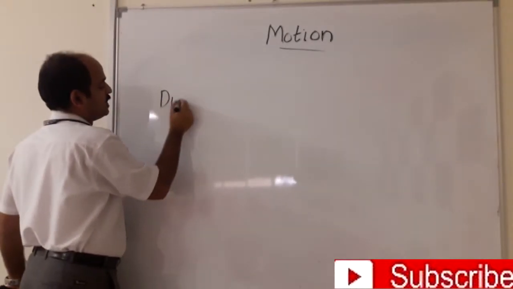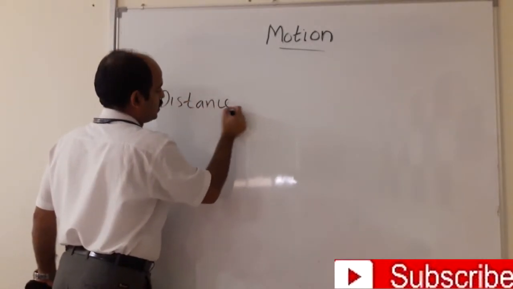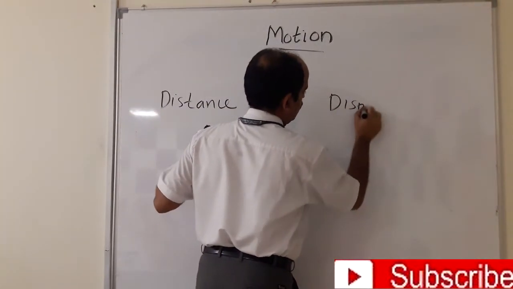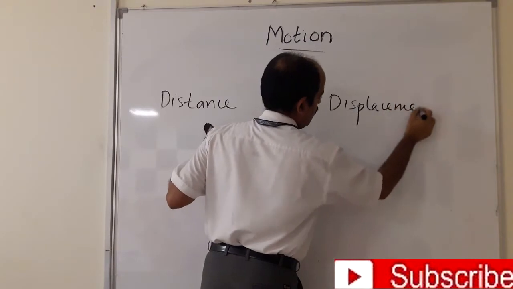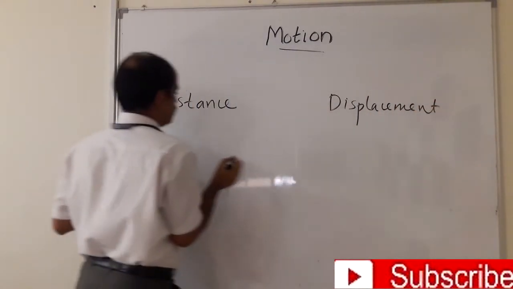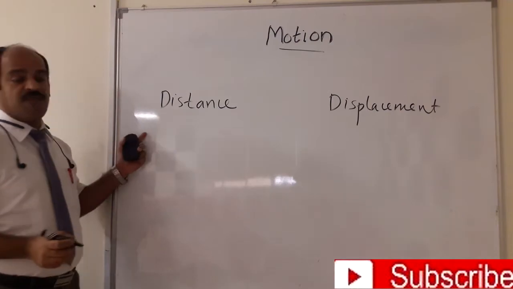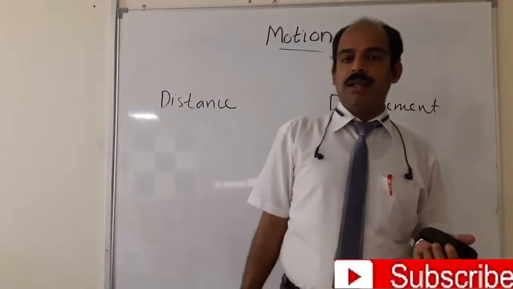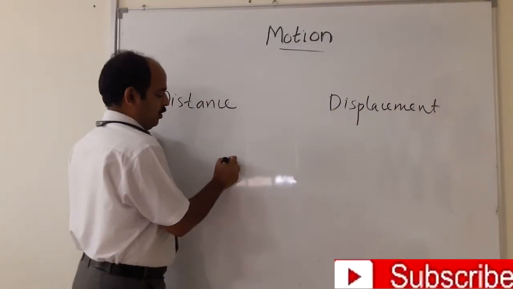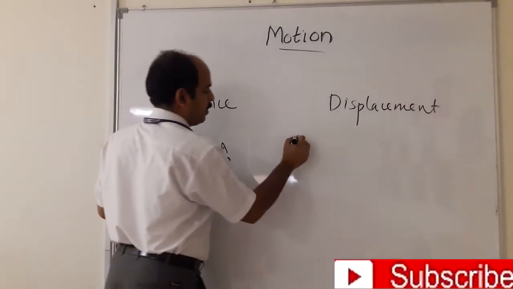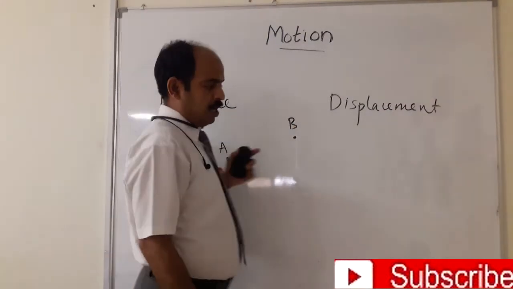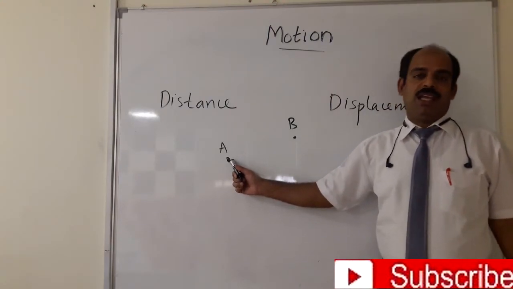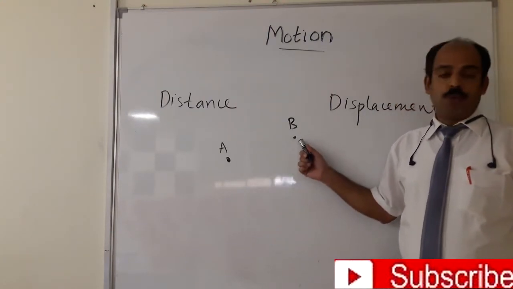Now we have distance and displacement. What is distance and what is displacement? Is it same? No, right? Suppose consider 2 points, point A and point B. You are at the point A. You would like to go to point B.